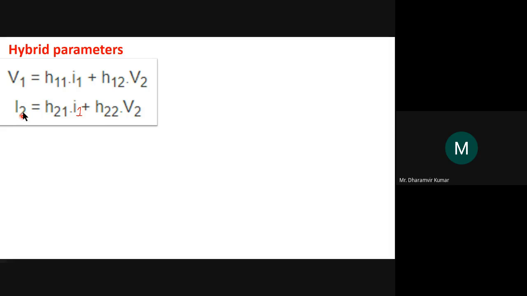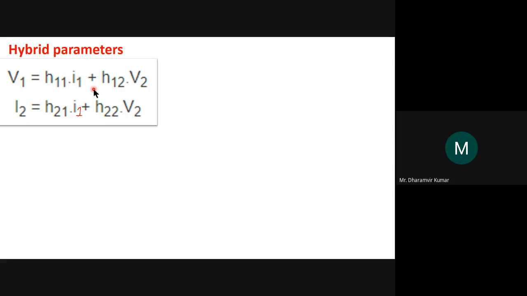Now the left hand side is v1, that is a voltage. It means that the right hand side should also be a voltage. These terms should have a unit of voltage, that is volts, and this term should also have a unit of volts. So from here we can determine the units of h11 and h12.